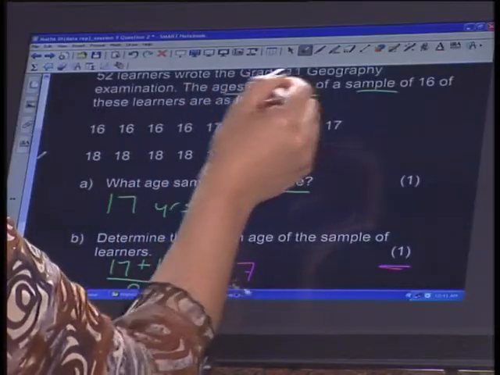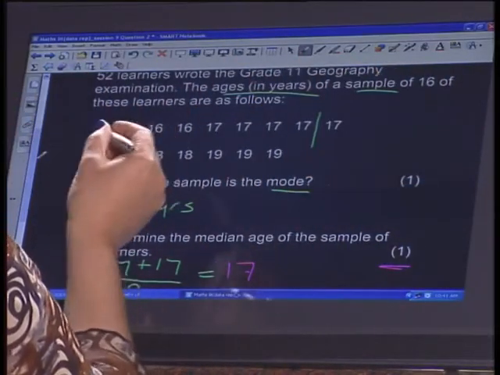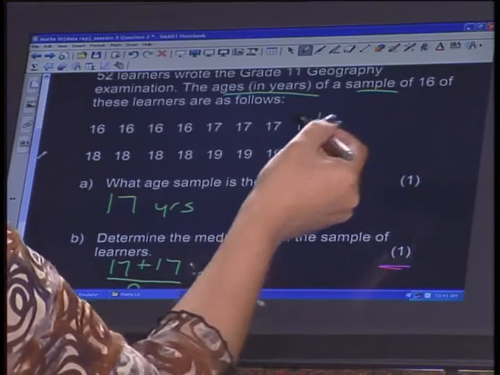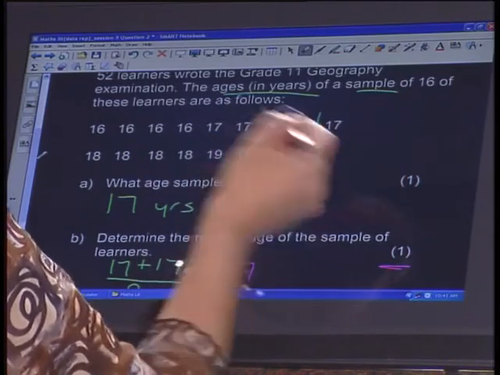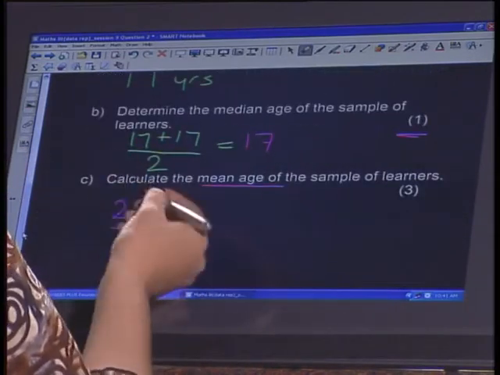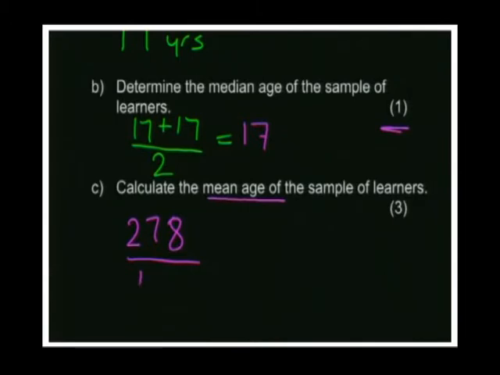So how many values did we have? Well, it told me that there were 16 in the samples. I'm just going to double check. So it was 2, 4, 6, 8, 10, 12, 14, 16 of them. So I'm going to take 278 and divide it by 16 and get an answer.